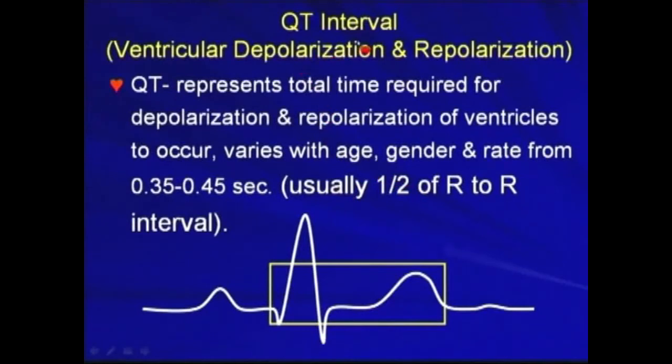For the QT interval, it represents the ventricular depolarization and repolarization. It represents the total time required for depolarization and repolarization of ventricles to occur. And it varies with age and gender, and ranges from 0.35 to 0.45 seconds. Usually, or roughly, it will be 1/2 of the R-R interval. As shown here, the QT interval actually measures from the start of the Q wave to the end of the T wave.